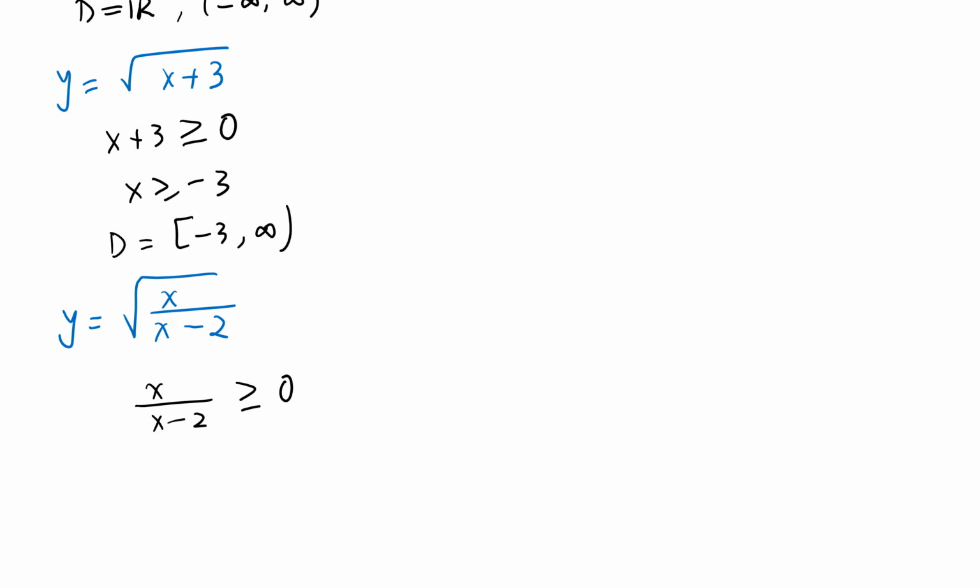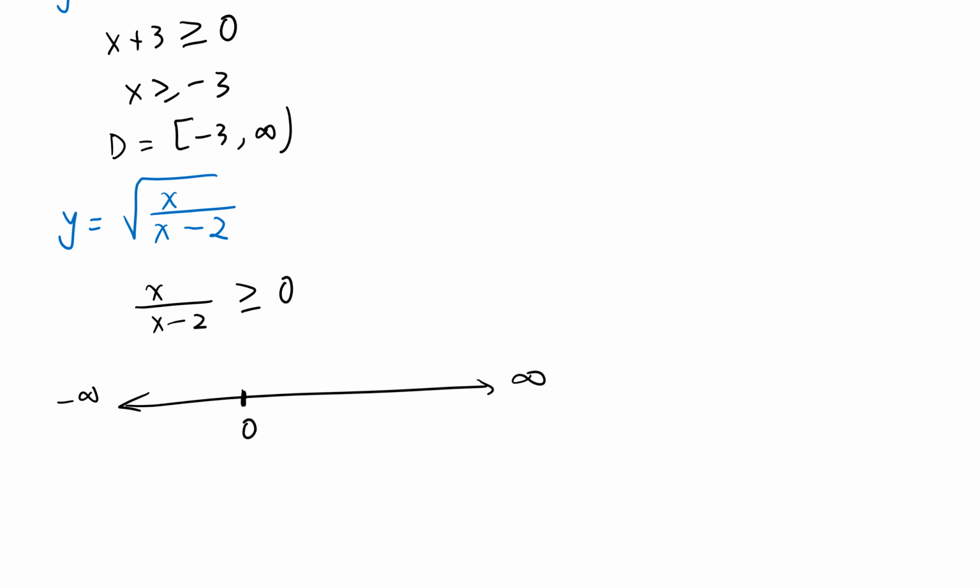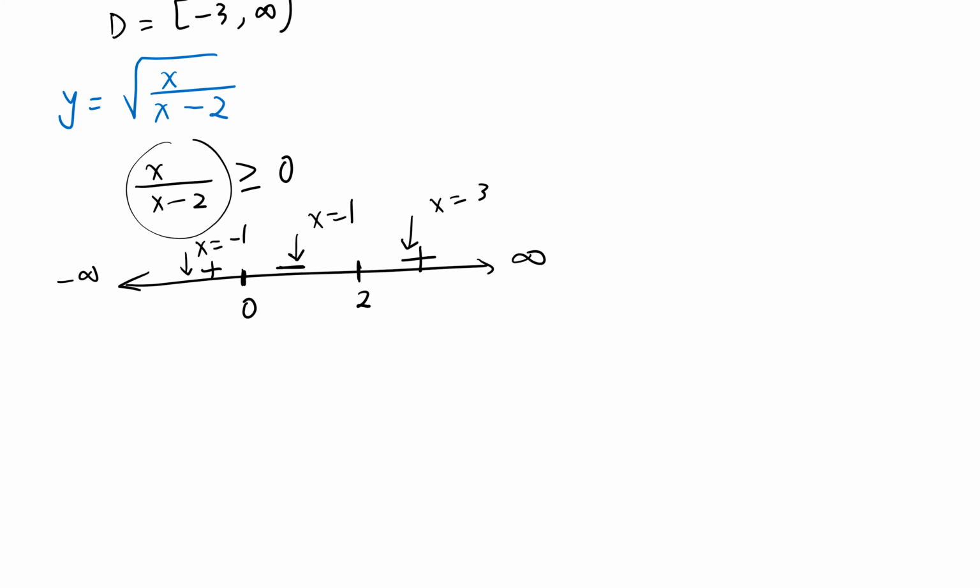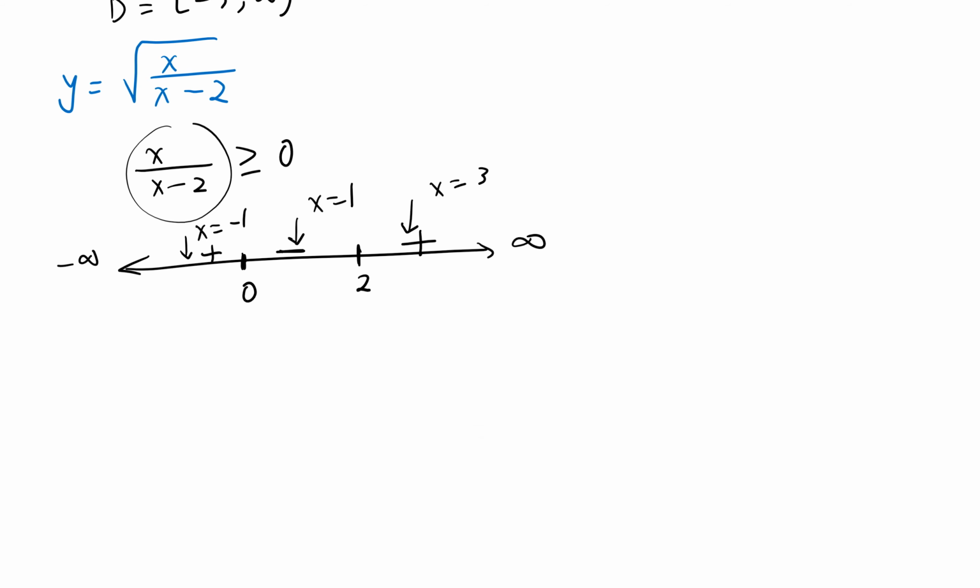For this one, this is bigger than or equal to 0. How do we solve inequalities like this? I always use the number line. Number line is the easiest way. What makes this 0? 0 and 2. We may pick x equals, let's say, 3 as a testing value. If you pick 3, that will make this positive. If you pick x equals 1, that will make it positive over negative, so that's a negative. If you pick x equals negative 1, you're going to get negative over negative, which is positive. So when is this going to be positive? I see it here and here.